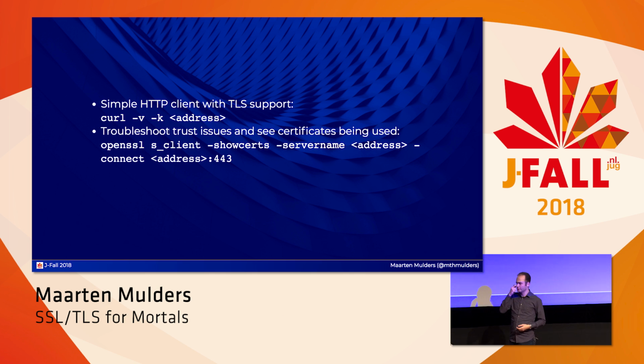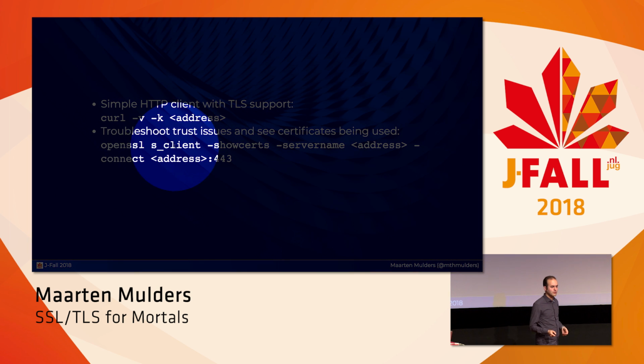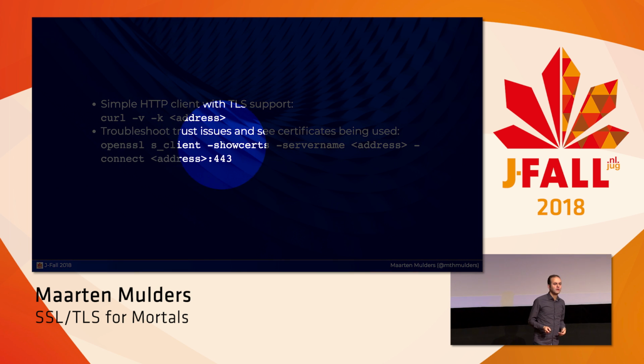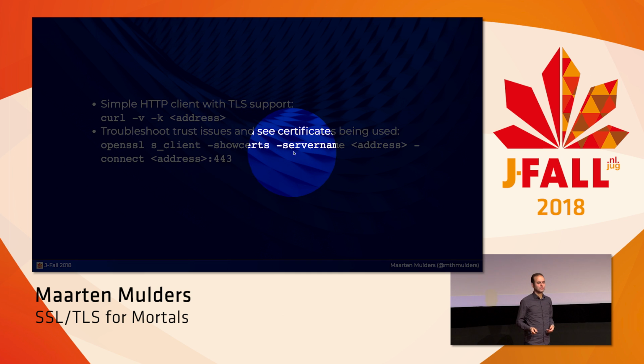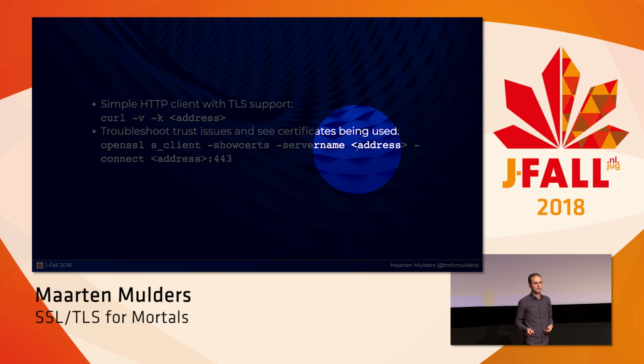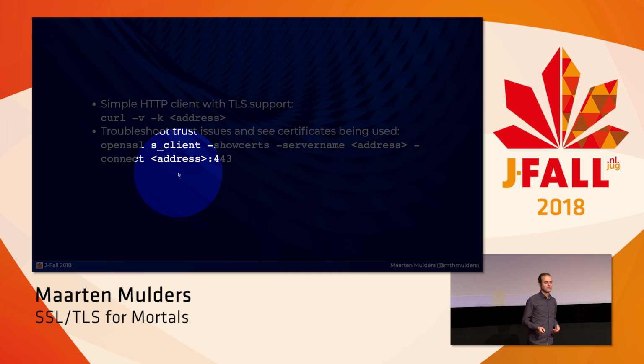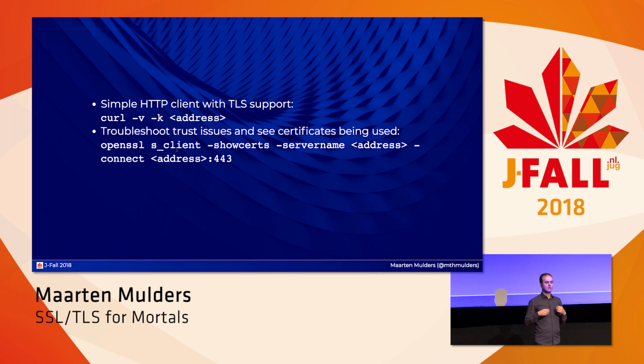If you need to troubleshoot trust certificates even further, you can use the OpenSSL toolkit. It comes with an s_client command. If you supply -showcerts and -servername with the address that you're trying to connect to, and then say -connect address:port number, you'll see each individual certificate that goes over the wire. And you'll see a lot of output then.